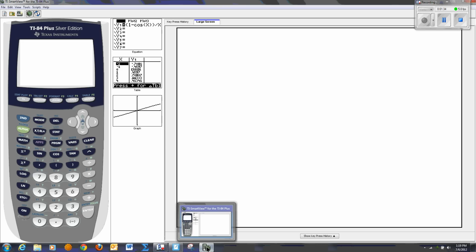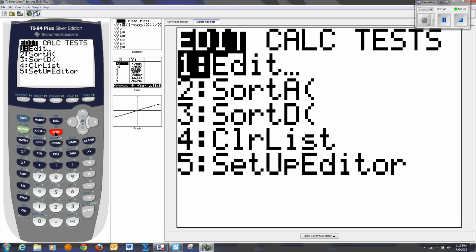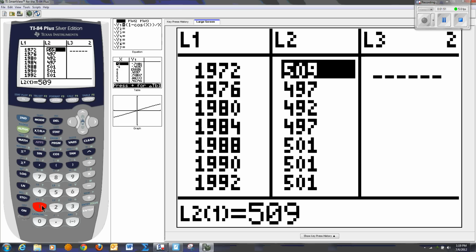So here we are on our calculator, and the first thing we're going to do is put that data into the table. In order to do that, we're going to hit this button that says Stat, and this takes us to this new screen, and we're going to hit Edit, which is number 1. Now you're going to take the data in that table. Again, you're going to have to rewind the video a little bit to see that data and plug it into L1 and L2 of your calculator. So do that now.